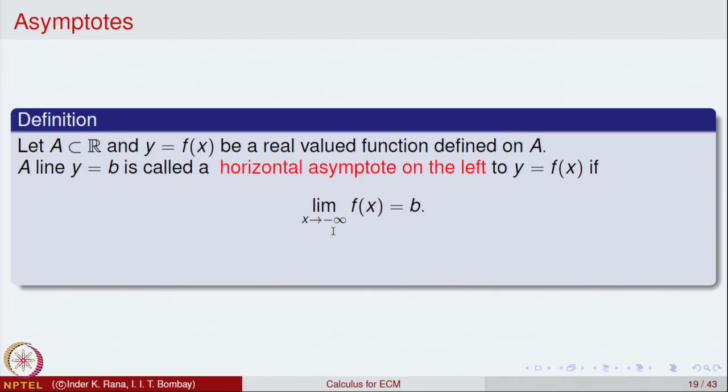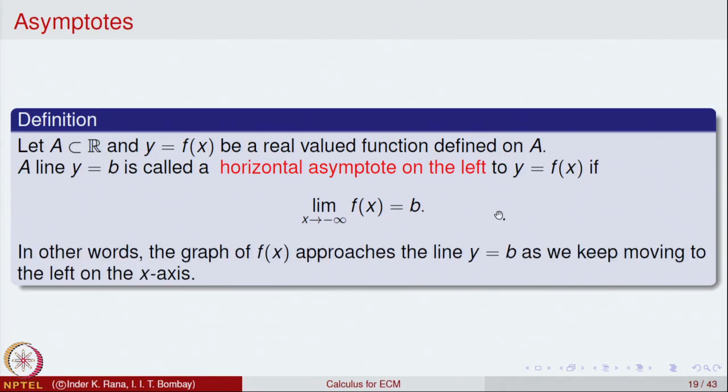So, as x becomes closer and closer to infinity, that means x becomes larger and larger, f of x approaches the value b. This is what we are saying. This symbolically says the graph approaches the line y equal to b as we keep moving on the left side of the x axis. So, this is called horizontal asymptote on the left.